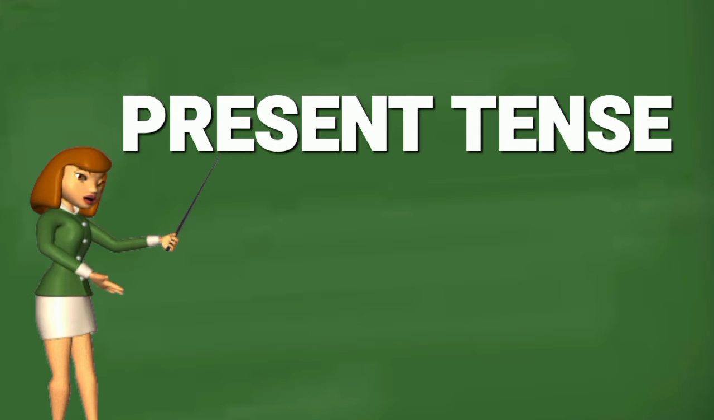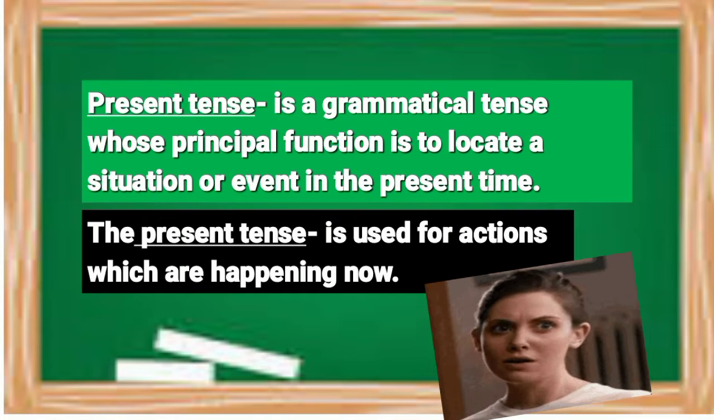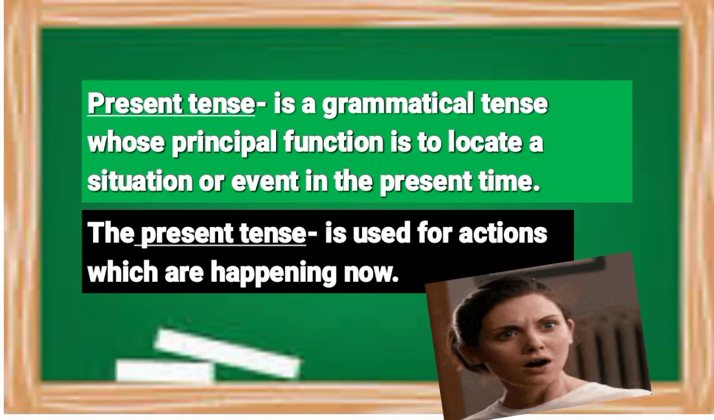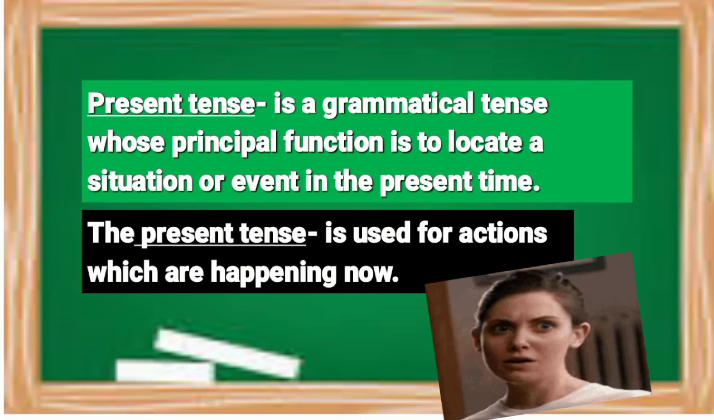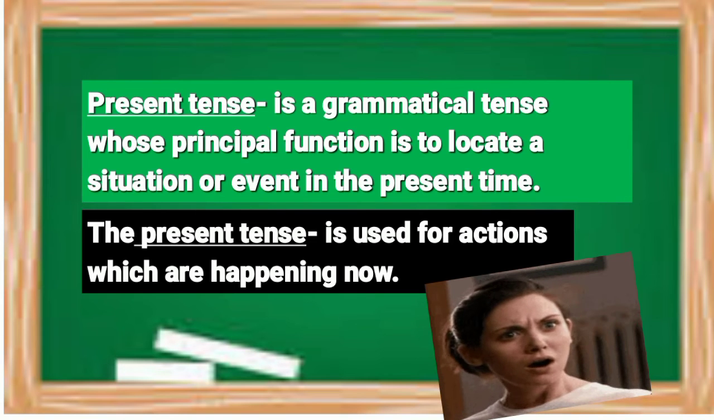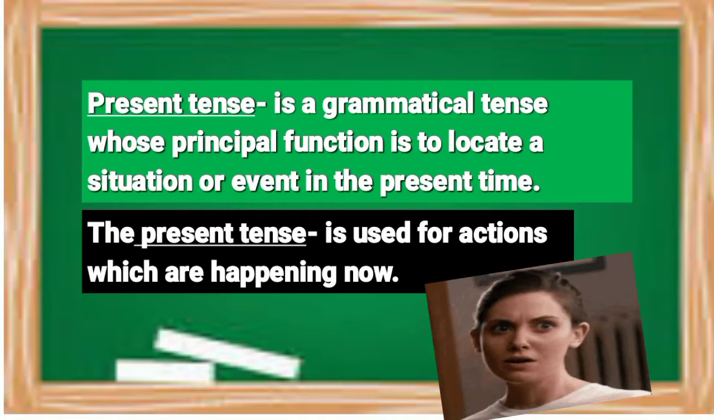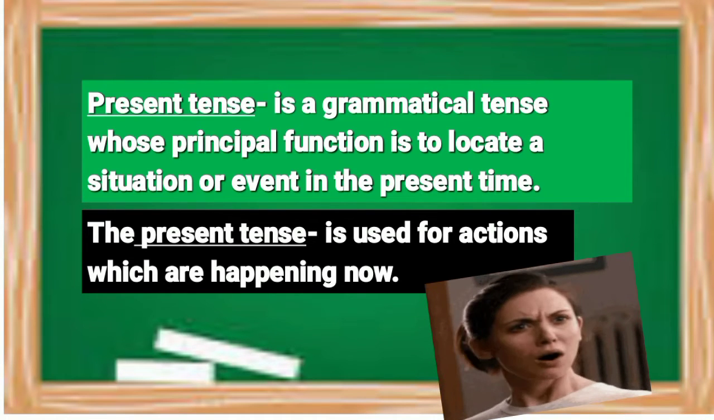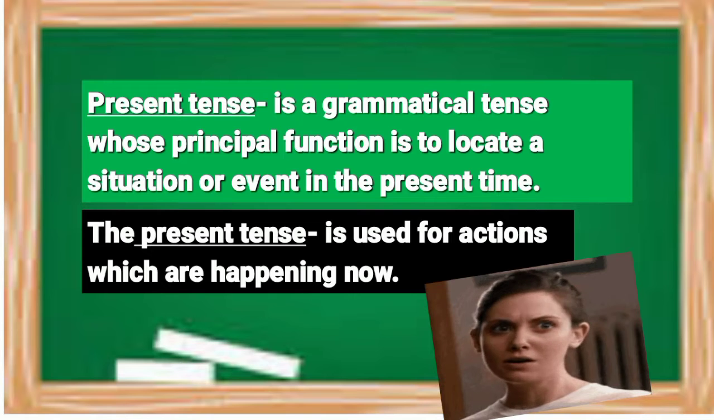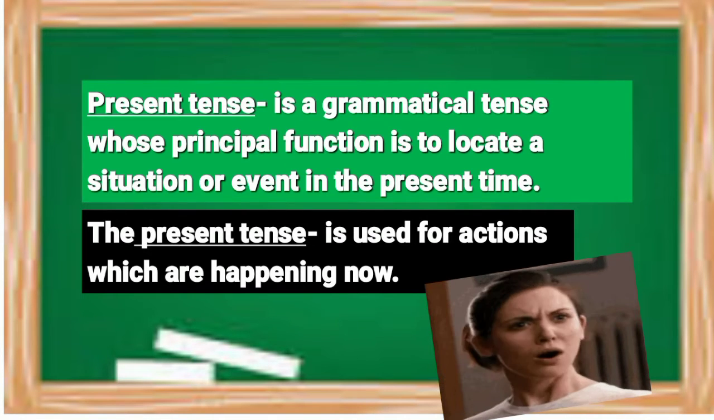So present tense. What is present tense? Present tense is a grammatical tense whose principal function is to locate a situation or event in the present time. The present tense is used for actions which are happening now. So the word present means now, or actions that are happening now. For us to understand more, I have examples regarding the present tense.